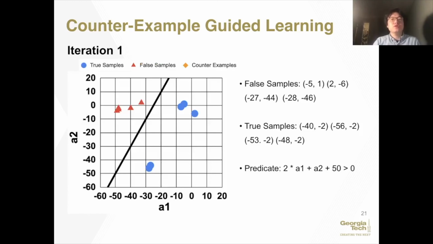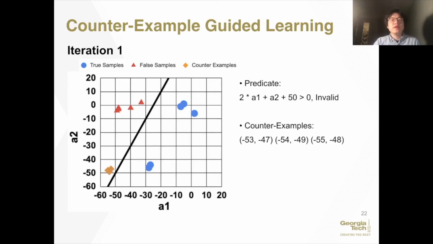In the first iteration, we first generate sets of false samples and true samples. As you can see in this graph, true samples are blue circles and false samples are red triangles. We then use a machine learning algorithm to learn a binary classifier. The binary classifier we learned is 2 times a1 plus a2 plus 50 greater than 0, which is the black line in the graph. And you can see this black line perfectly separates the false samples from the true samples.